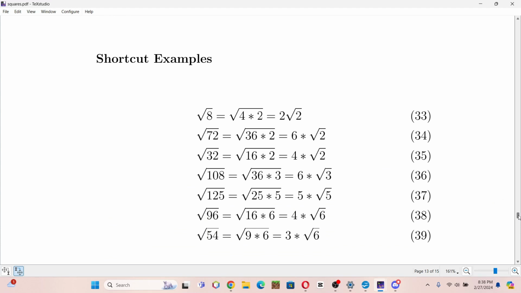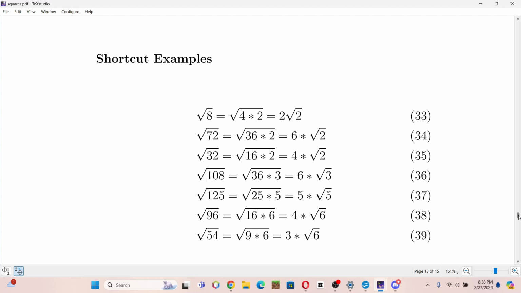Shortcut examples. Equation 33, 4 divides into 8, so just pull 4 out of the square root to get 2 root 2. The remaining problems have bigger numbers, but all follow the same pattern. Equation 34, 36 divides into 72, so pull out 36 equal to 6 squared.